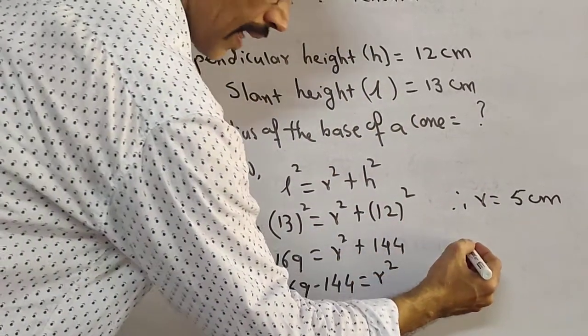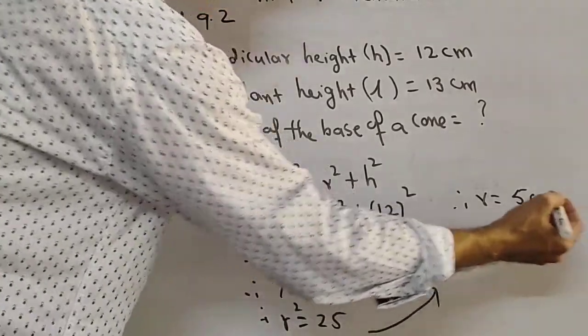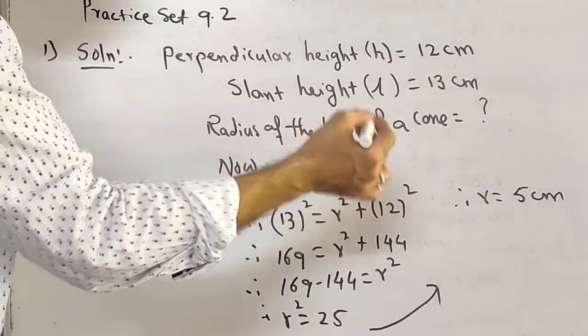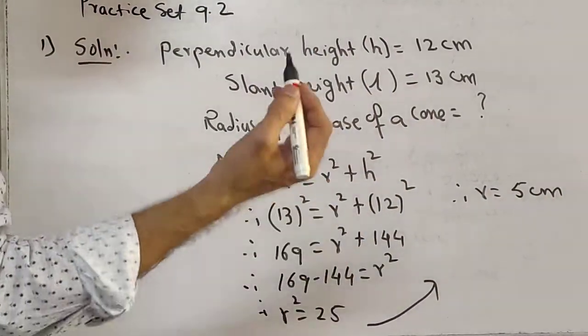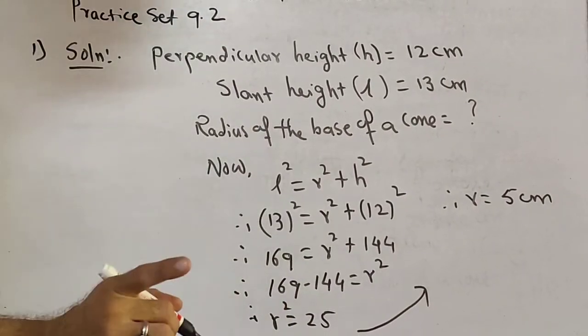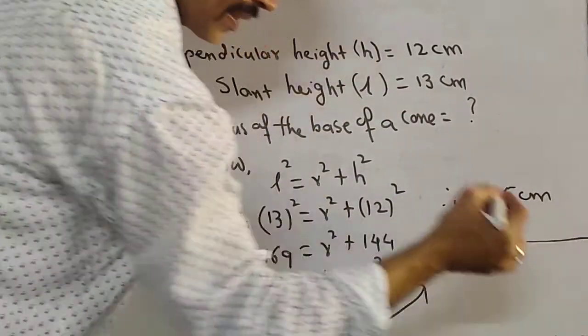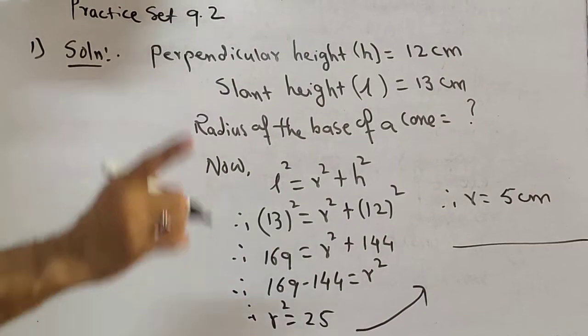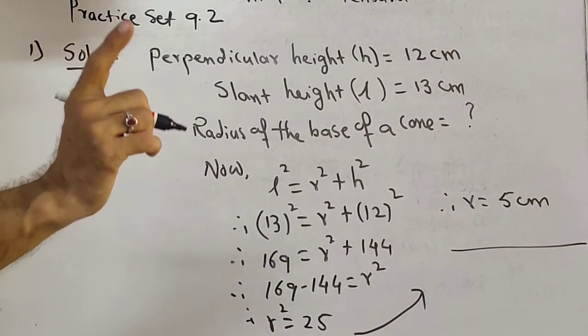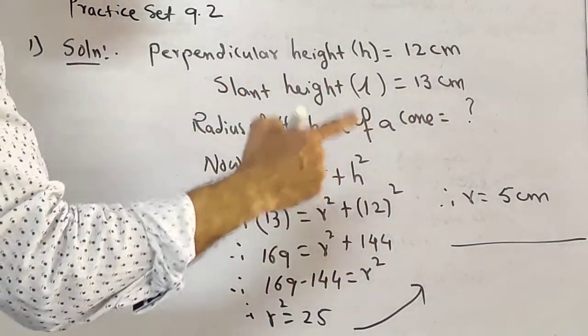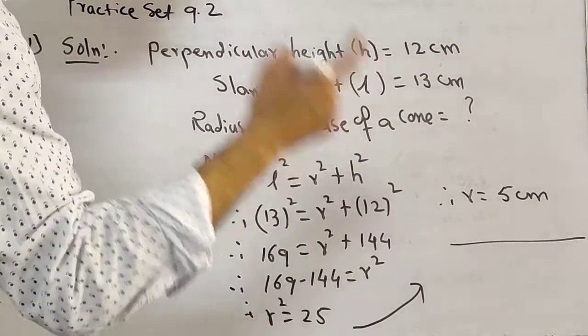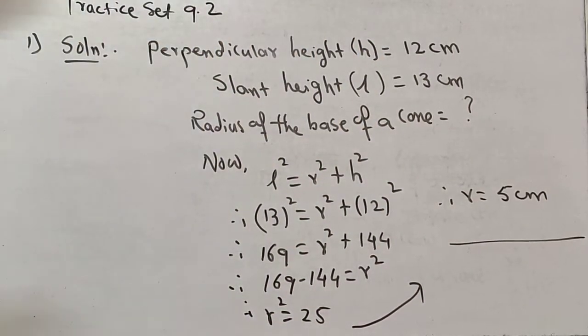And then you have to write the last statement. Last statement is compulsory. Therefore, the radius of the base of a cone is 5 centimeters. Again, I am saying last statement is compulsory. Radius of the base of a cone is 5 centimeters. Please copy it down.